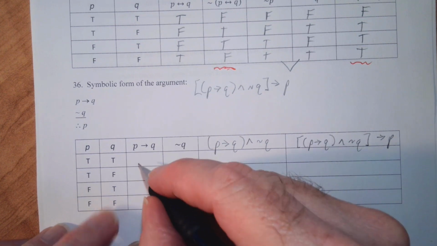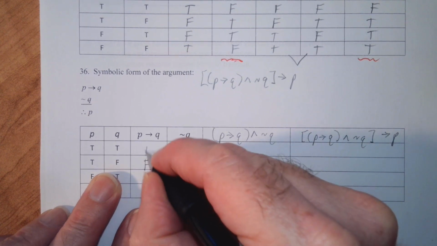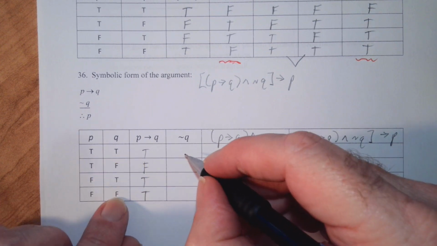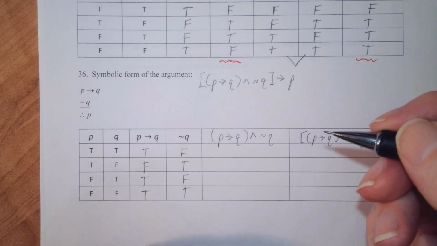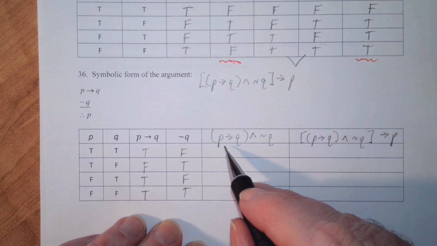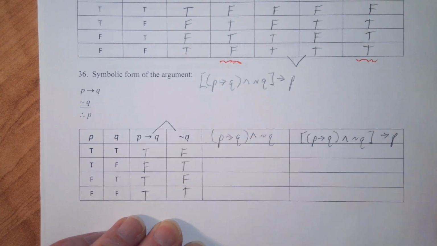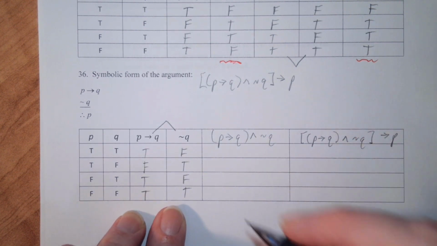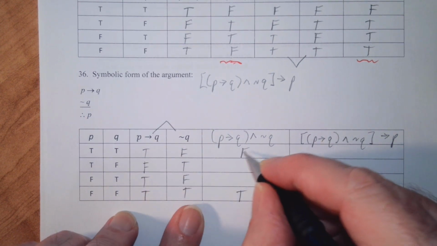So if P, then Q, we know that's false if we have true false. Otherwise, it's true. Not Q, we're going to have the opposite of our Q column: false, true, false, true. So we want to know if we have P implies Q and not Q, if we put an AND statement together with those two statements, what are our truth values? Well, remember, with an AND statement, if they're both true, then we have true. Otherwise, we're going to have false.